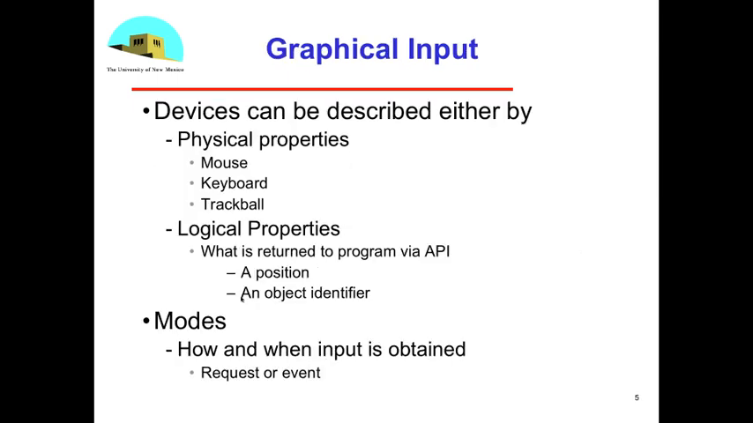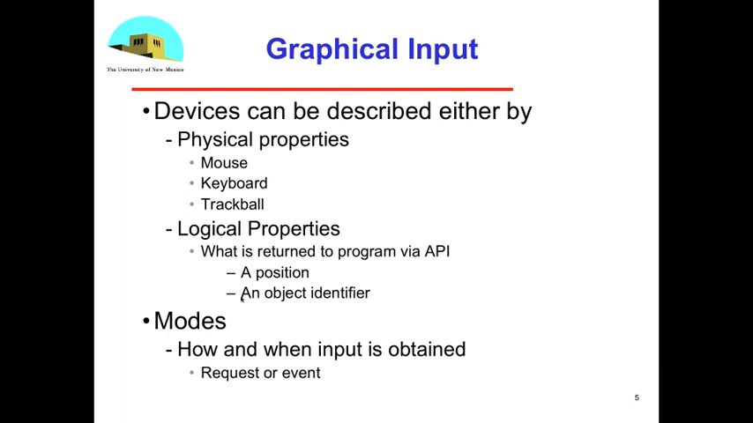Now let's look at input and different ways that we can get input. What I want to talk about first is the physical devices. So we have devices like a mouse, a keyboard, a touchpad, and we can characterize them by their physical properties, what it takes to generate some sort of information that goes back to the computer. But we can also look at them as logical devices, which we'll explain in a minute, but I think that's actually what you're more familiar with.